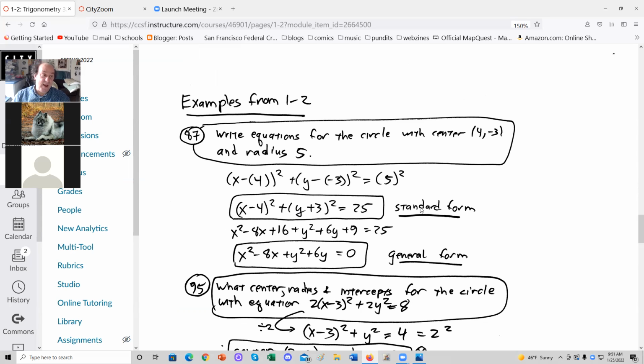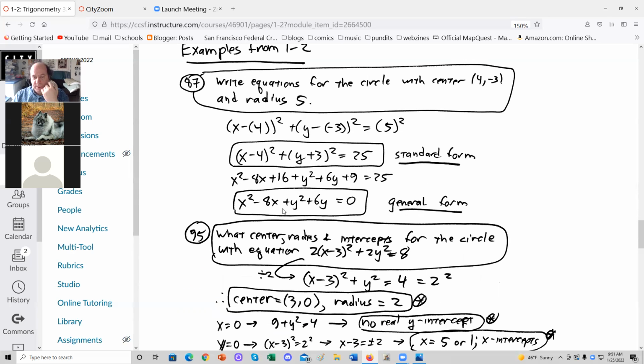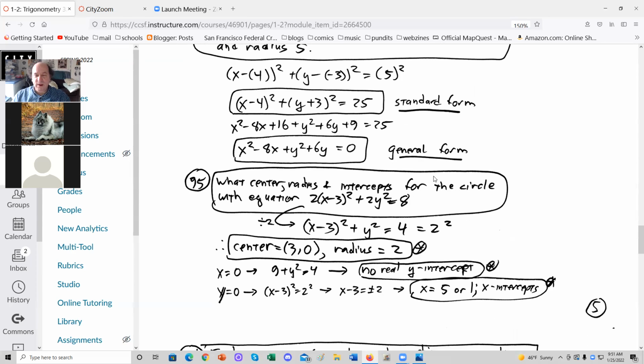However, it's also considered a good form to expand this out. So x minus 4 squared is x squared minus 8x plus 16, y plus 3 all squared is y squared plus 6y plus 9. Then do some transposing and simplifying. We get this: x squared minus 8x plus y squared plus 6y equals 0. This is known as the general form. It'll be in the form ax squared plus bx plus ay squared plus cy equals d. That's the general form.